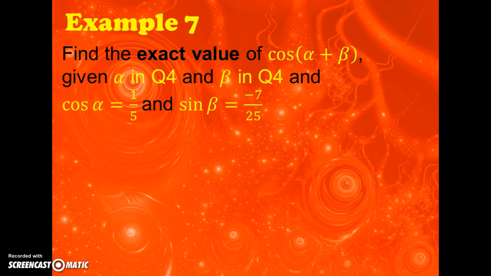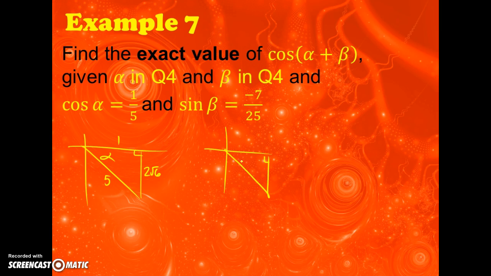All right, so same style problem, we just have a new setup. So I've got my alpha, it's going to be in quadrant 4. And I've got a cosine of 1/5, so that's 1 and 5. 25 minus 1 will be square root of 24, which is going to be 2√6. My beta is also in quadrant 4. -7 and 25. So this time it's actually a sine. So my y value is -7 and my hypotenuse is 25. I don't have a calculator handy, but I'm pretty sure that this other side is 24. Feel free to correct me.